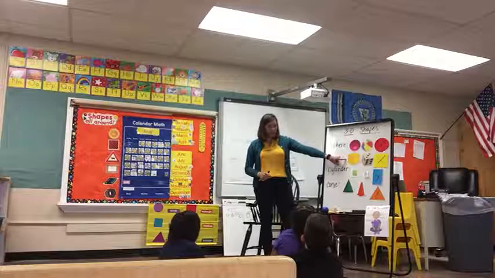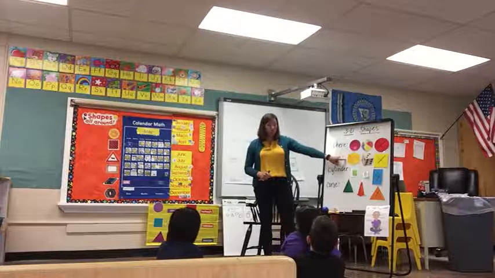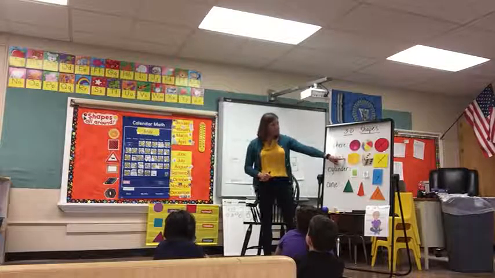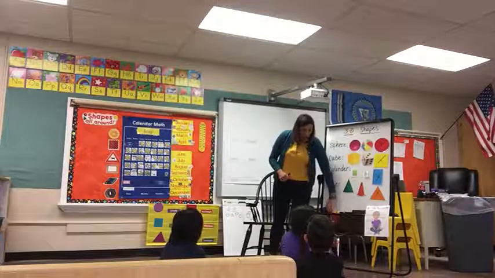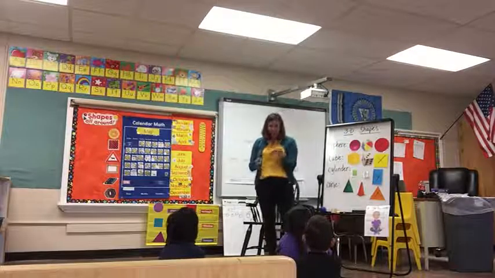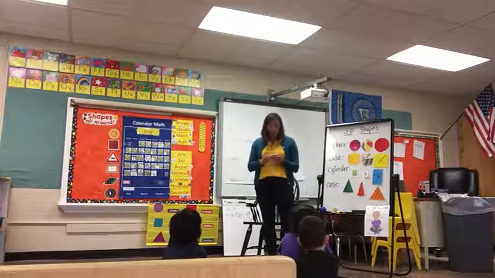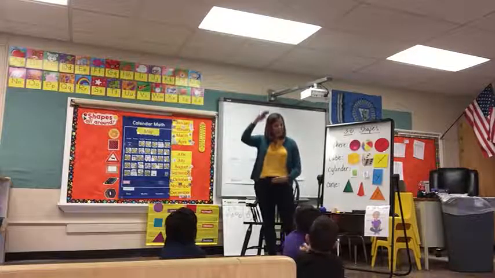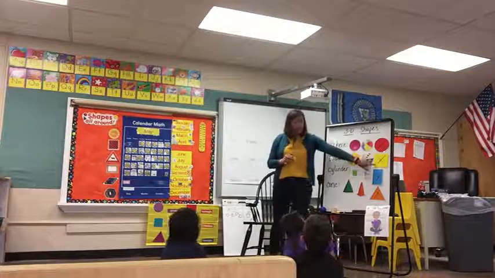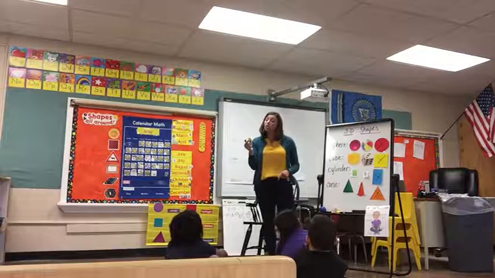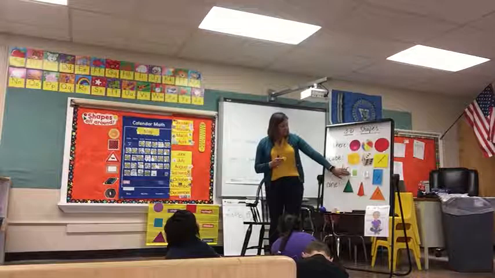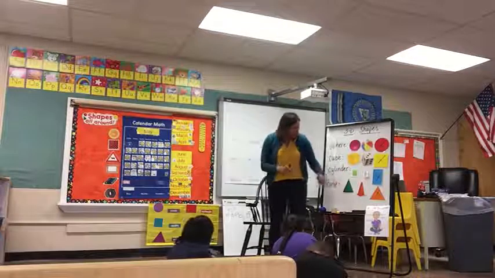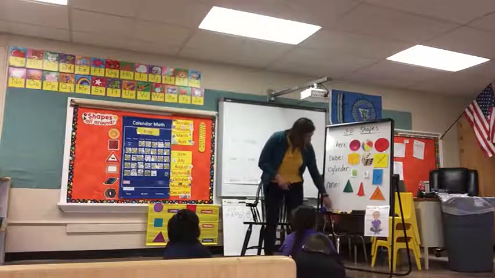This shape is a cube. It's not flat like a square. It's a box, isn't it? It has width. It has depth. It has height. It is not flat like a square. This shape is a cube. What's this shape? Cube. Here's our cylinder and our cone. Let's get ready to sort those.